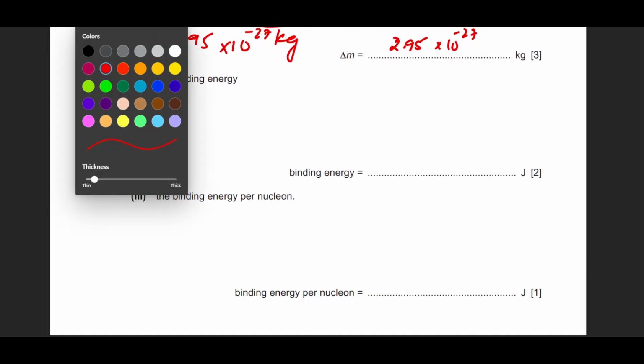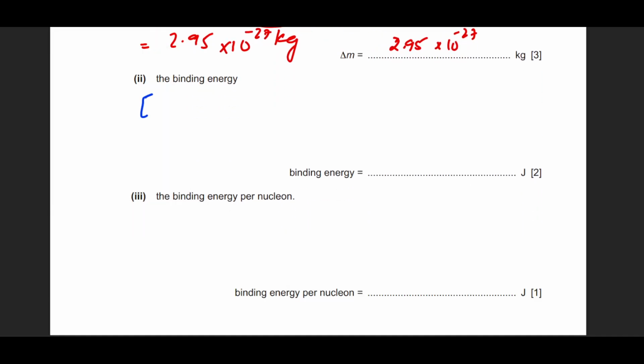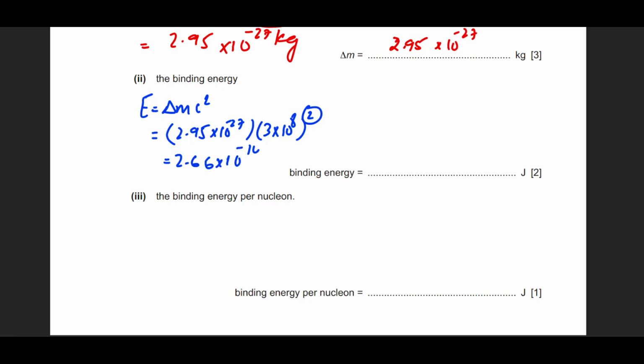He says find the binding energy. No problem, we will use the equation E equals delta m c square. Use the mass defect, 2.95 into 10 raised to the power minus 27, into 3 into 10 raised to the power 8, whole square. Don't forget the square. This is what students generally forget about. So this comes out as 2.66 into 10 raised to the power minus 10 joule. This becomes 2.7 into 10 raised to the power minus 10.